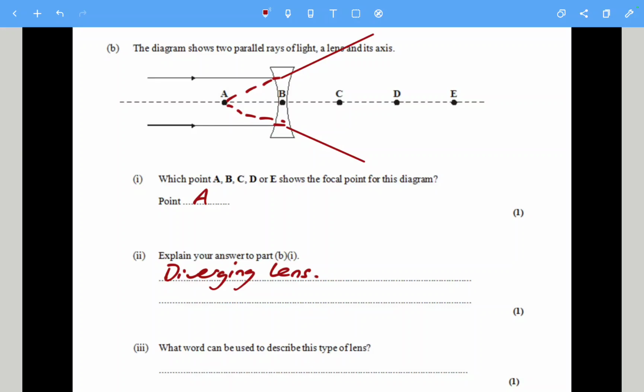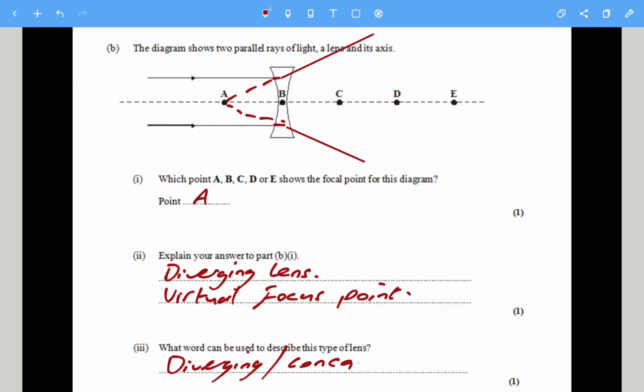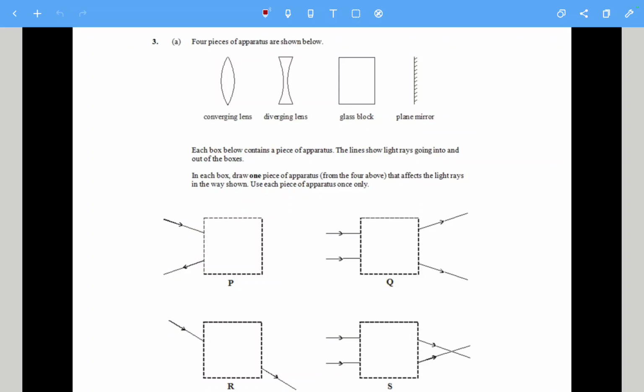And you'll get a virtual focus point. What word can be used to describe the lens? We just said that's diverging or concave. Alright, next one.